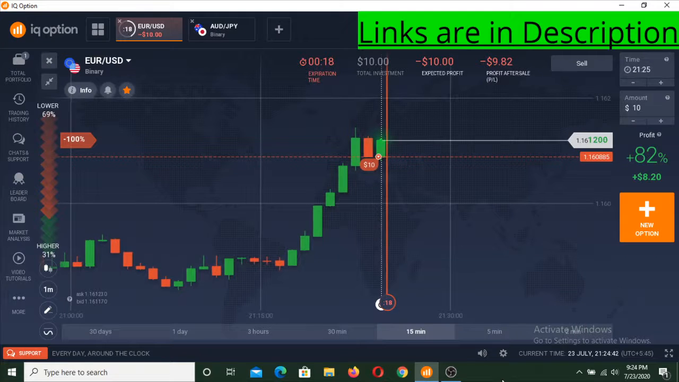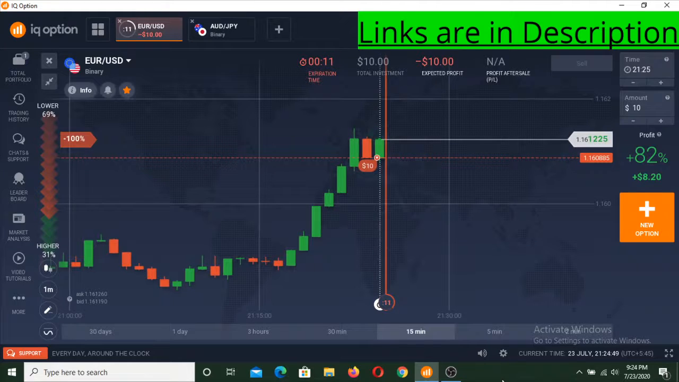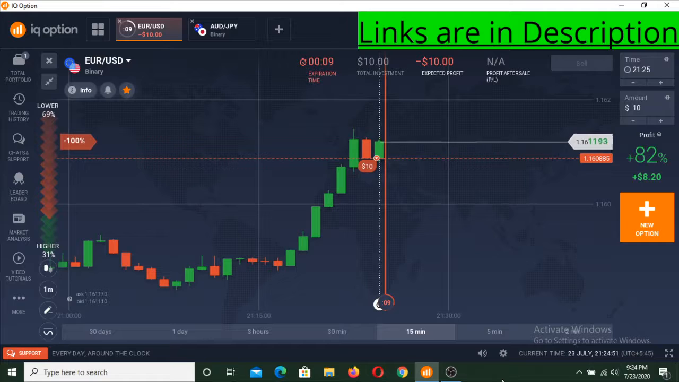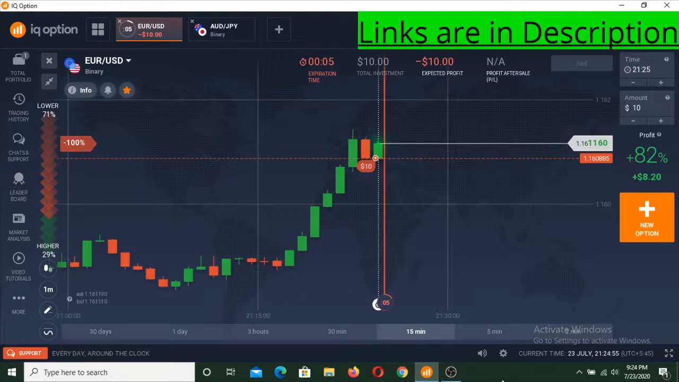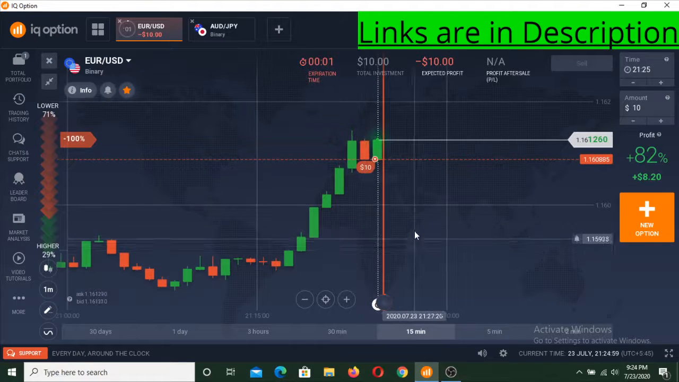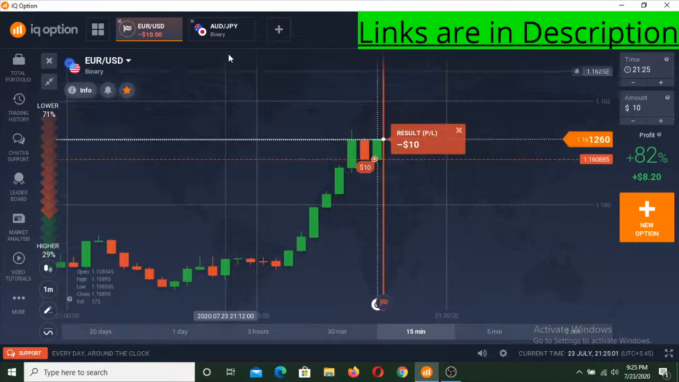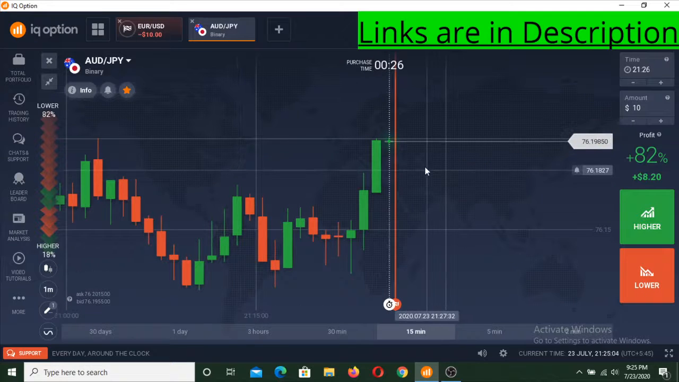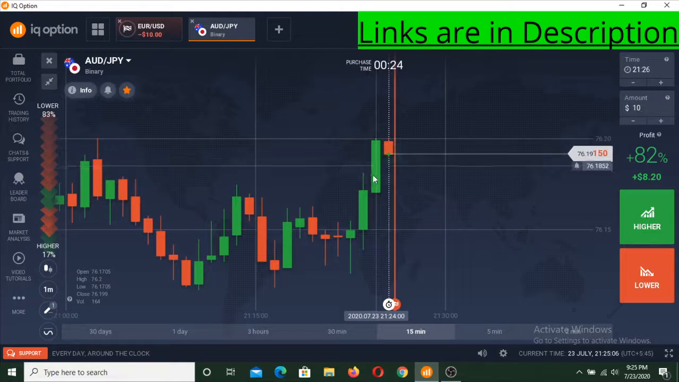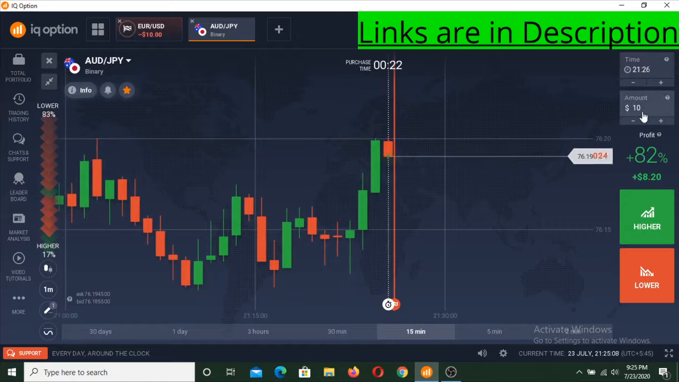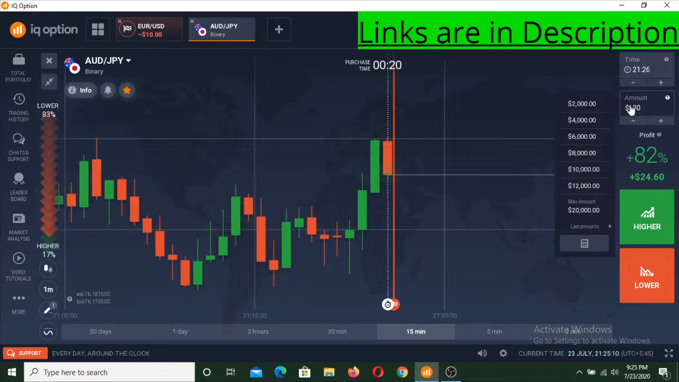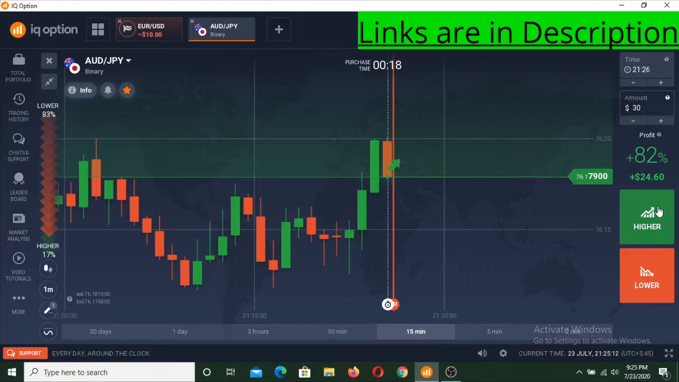It is most likely that our first trade is going to be wrong, but that's not a problem because we are backed with our money management. If we lose $10 in this trade, then we'll be investing $30 in another trade using a similar strategy. Keep on watching. So we made a loss. As you can see, the previous candle was green, so our total investment would be $30 this time, and we'll make a trade on higher.